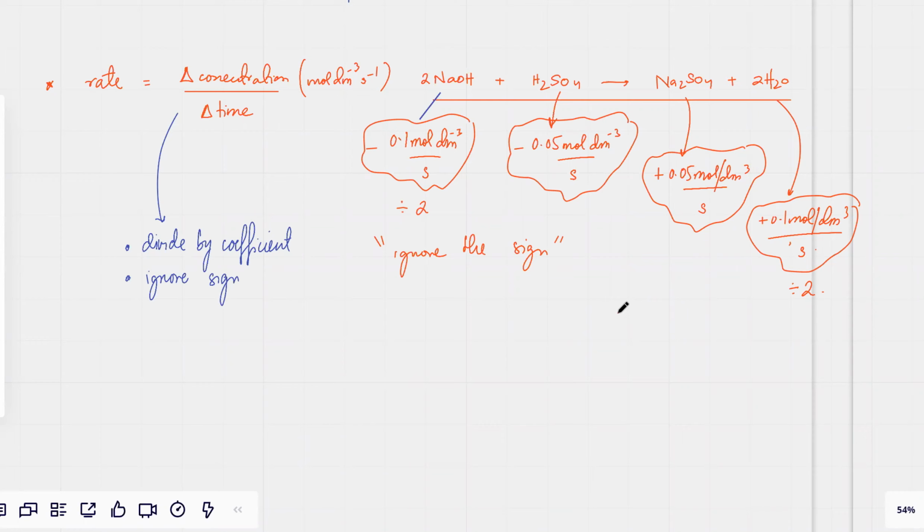But then there's a bigger problem here, and that is that the graph, let's say for NaOH, okay, let's focus on NaOH. It's not going to have a fixed rate value. No reaction has a fixed rate value. The rate of the reaction constantly changes with time.